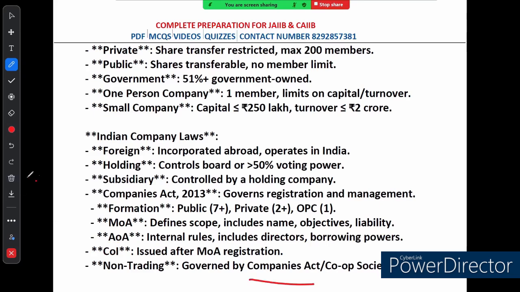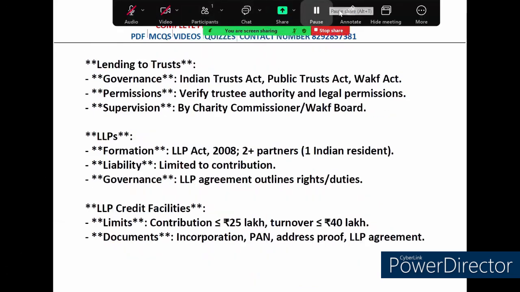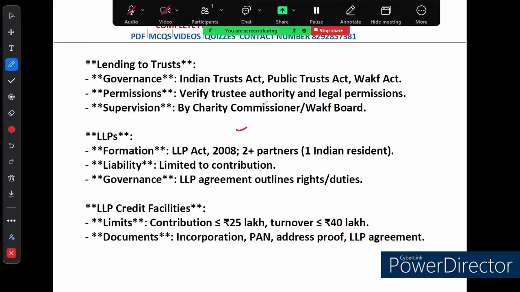Now let's discuss lending to a trust. First is governance: it is governed by the Indian Trust Act, the Public Trust Act and the Waqf Act. Permission: it ensures the trustee has authority and legal permission to borrow. Supervision: it is supervised by the Charity Commissioner or the Waqf board.